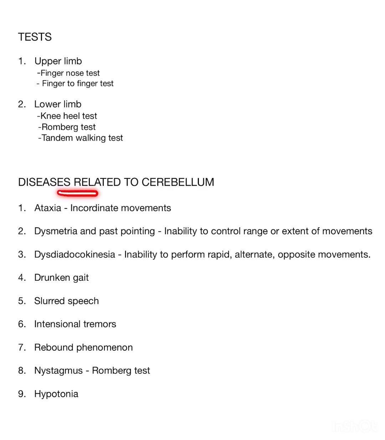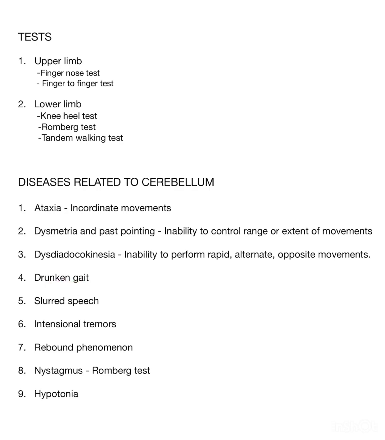Now let's see the diseases related to the cerebellum. Firstly, ataxia, which is incoordinate movements. It is due to a defect in the control of the range, direction, rate and timing of movements. Dysmetria and past pointing: inability to control the range or extent of the movement, which means when the patient tries to touch some object, the hand overshoots. Dysdiadochokinesia, that is inability to perform rapid alternate opposite movements, that is rapid supination and pronation of the arm.